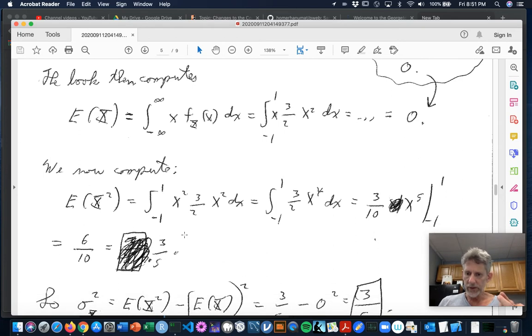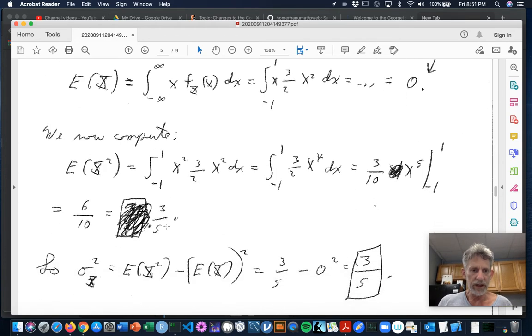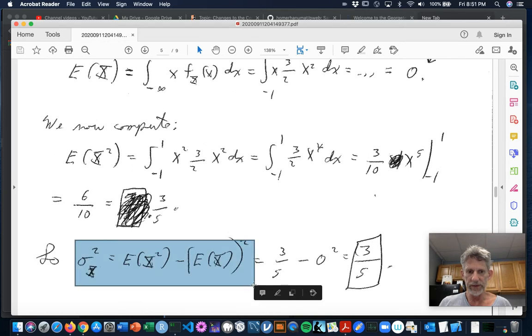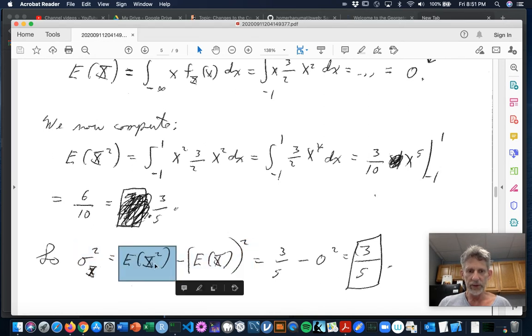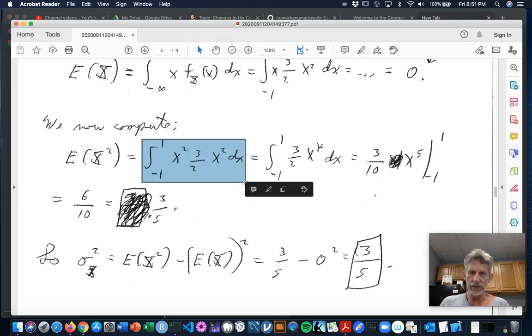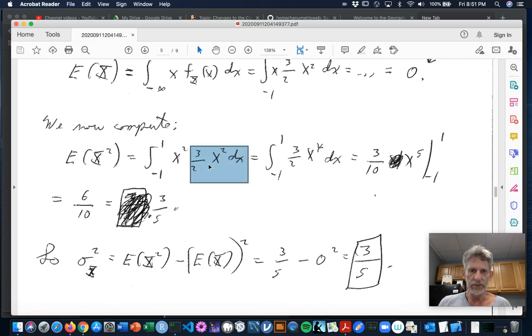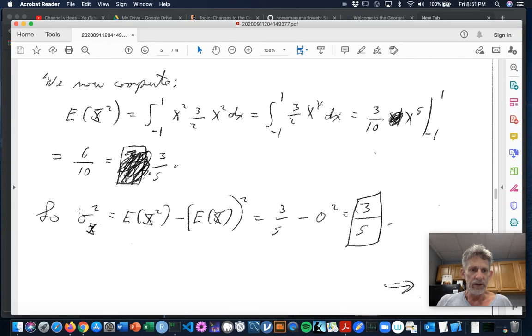Now, I'm interested in the variance of capital X. So my strategy is to use the shortcut formula for variance. So I'm going to need the expected value of x squared. That would be the integral over all the possible values of x squared times the chance of getting that value. And so I have this integral to do, which is not hard, and it works out to 3/5. And so then the variance will be that 3/5 minus the square of the expected value, so it's just 3/5. Ta-da.